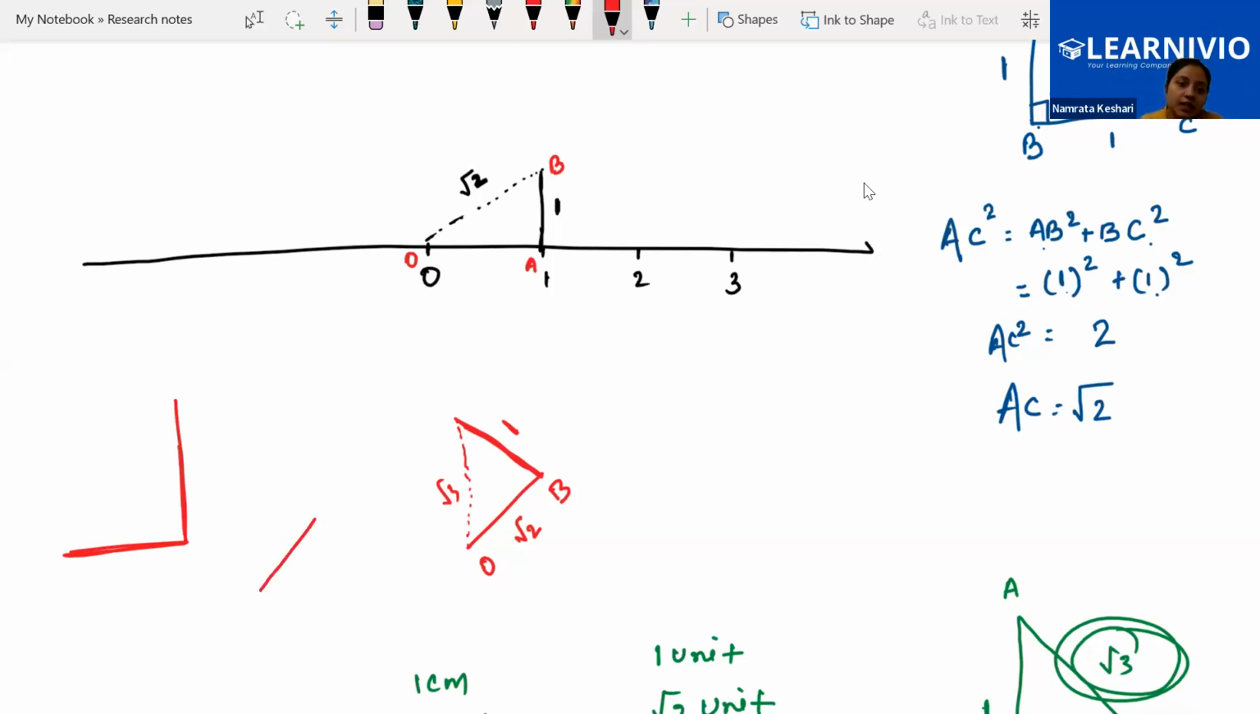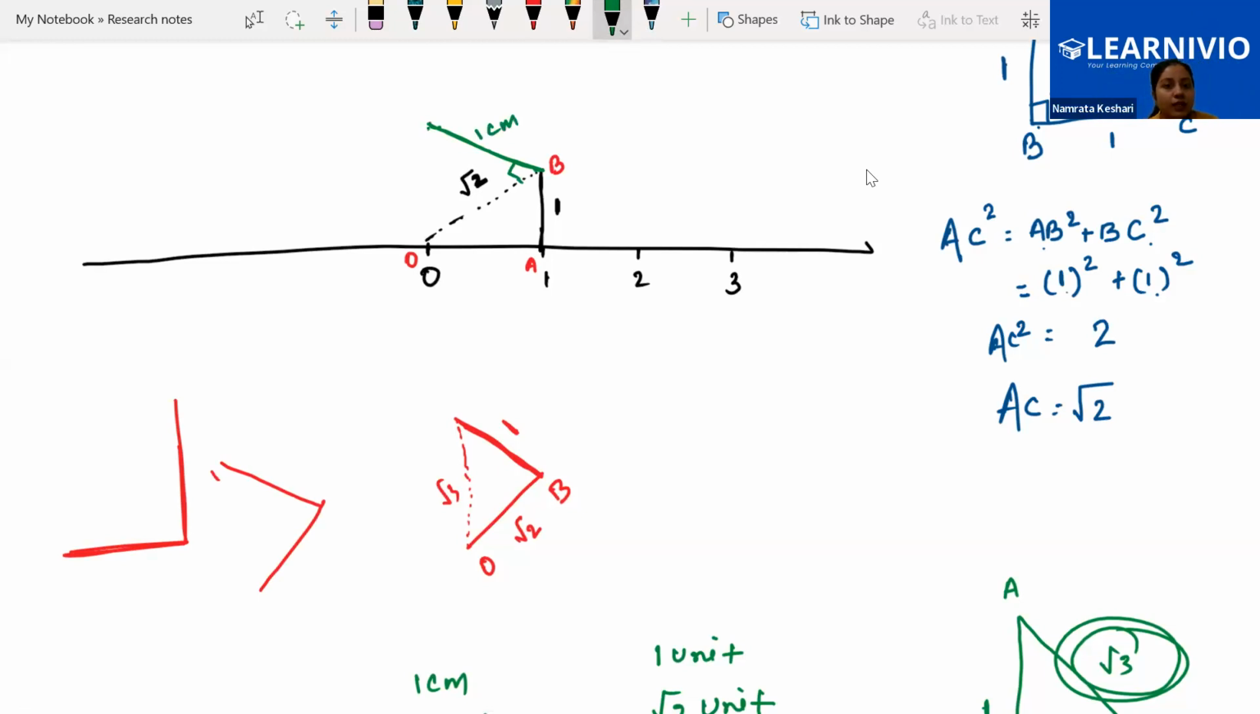When the base is tilted like this, we will be drawing a perpendicular like this. That's it. Okay, so here we will be drawing a perpendicular which is of 1 centimeter, like this. This is of 1 centimeter.